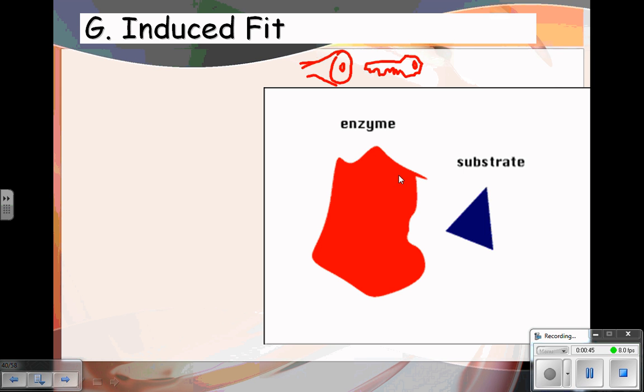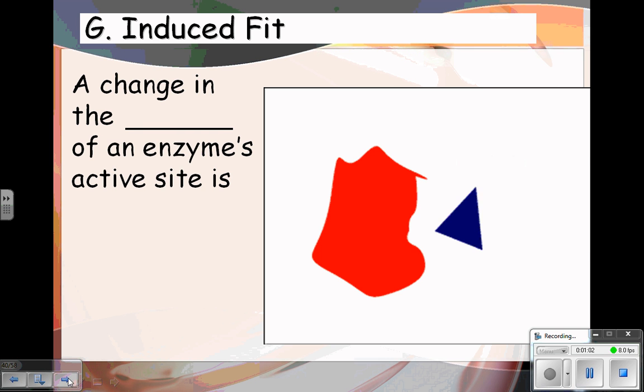This is the induced fit model. And if you look at the active site here, this does not look a whole lot like this. So the substrate actually has to come into contact with the enzyme in order for the enzyme's active site to change shape so that it does fit just perfectly. So let's take a look at that. A change, and you can see it right here.